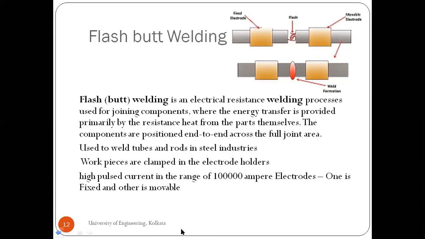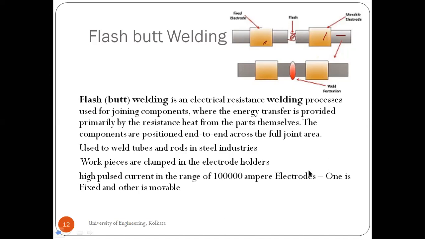I'll show you here. This portion is the electrode, and this portion is the workpiece, right? So the workpiece and electrode are connected together. Current is passing through the gap, and as the gap is reduced, there's a flash that takes place due to the resistance between these two materials. A high pulse of current, around 1 lakh ampere, is passed through.